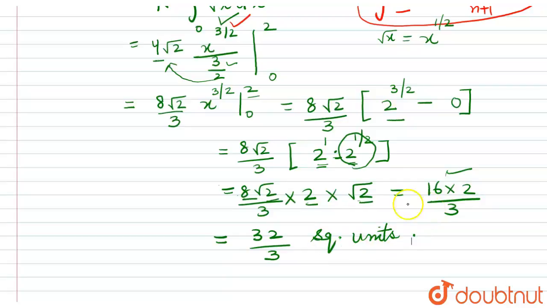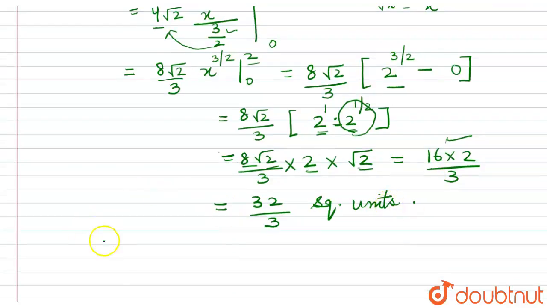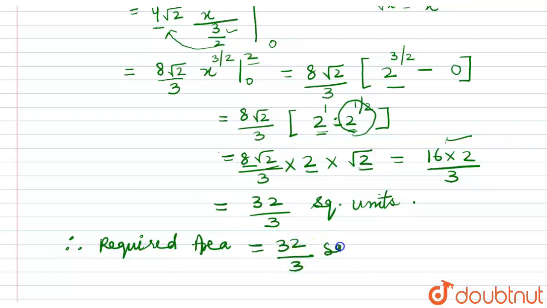So we can write at the end that, therefore, the required area is 32 upon 3 square units, and that is our final answer for this question.